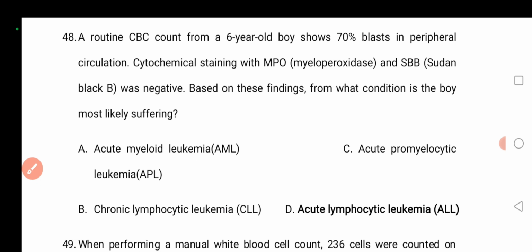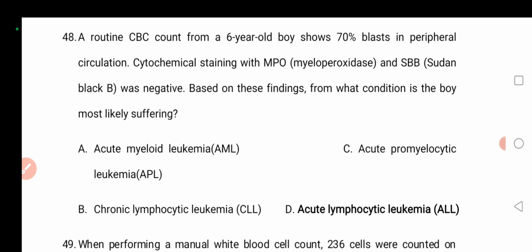Number 48 says a routine CBC count from a 6-year-old boy shows 70% blasts in the peripheral circulation, and cytochemical staining with myeloperoxidase and Sudan black B was negative. Based on these findings, what condition is the boy most likely suffering from?